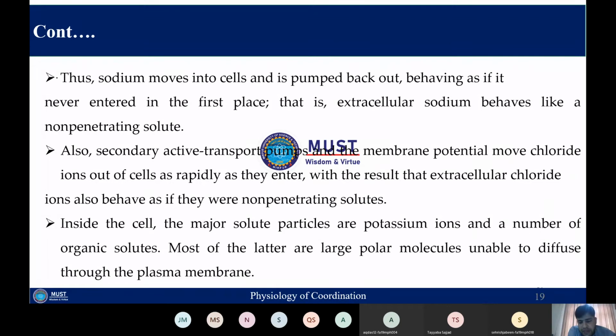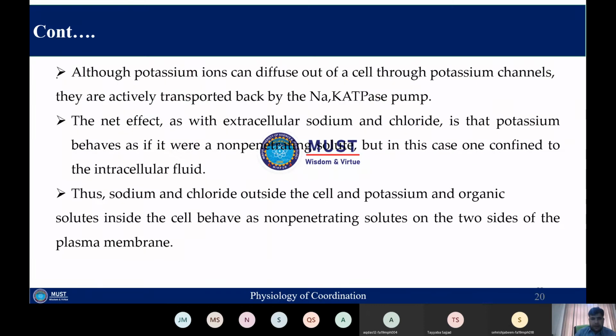So it means the membrane is basically behaving as a non-penetrating or impermeable membrane to these solutes. Inside the cells, the major solute particles left behind are the potassium ions and a number of organic solutes, which we will discuss. Most of these organic solutes are polar molecules, and they are unable to move across the membrane. The potassium ions, however, can diffuse out of the cell.